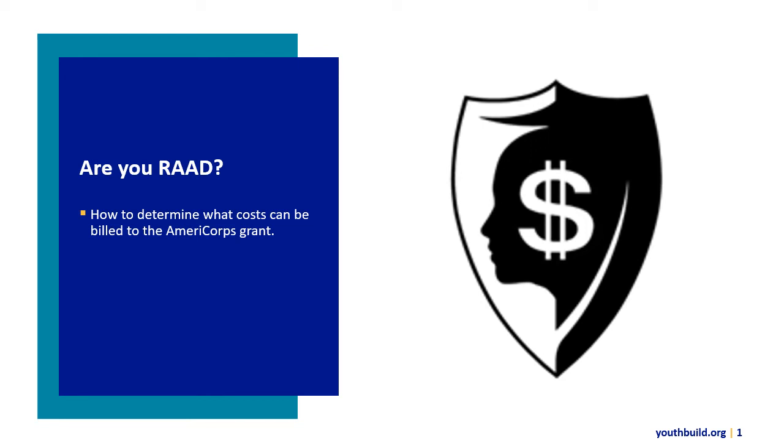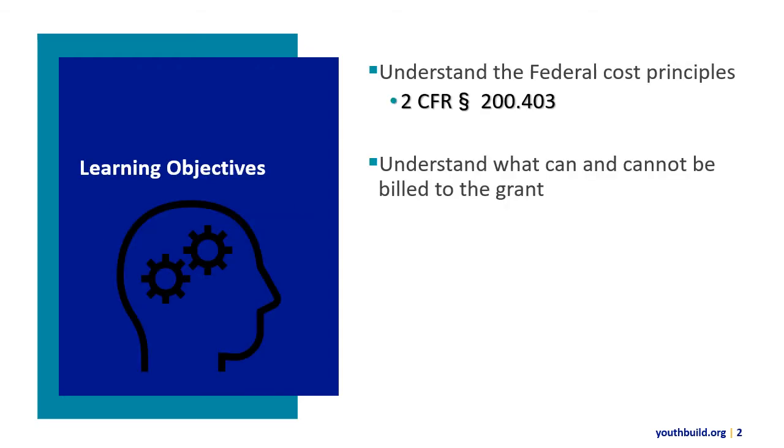This video will highlight the key factors of allowability to consider when billing the AmeriCorps grants. This information will be useful when it comes to building your budget and considering what types of costs are allowable. The objective of this video is that you walk away with an understanding of the federal cost principles that we must adhere to and have a basic understanding of what can and cannot be billed to the AmeriCorps grant.